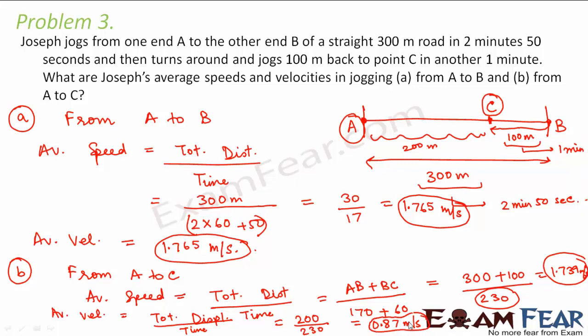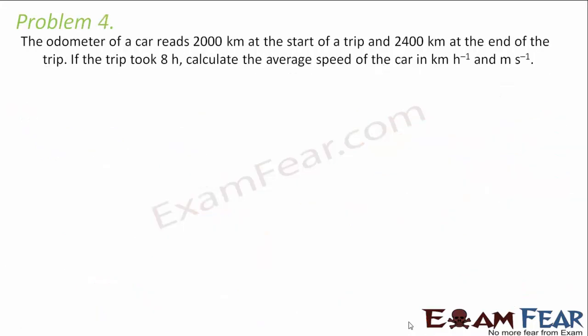So I hope that with the help of these examples, it is becoming more clear to you how we calculate average speed and average velocities. It says that the odometer of a car reached 2000 kilometers at the start of a trip and 2400 kilometers at the end of the trip.